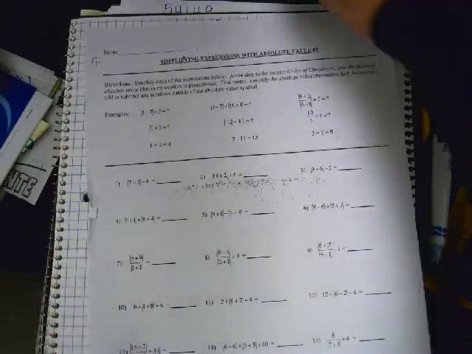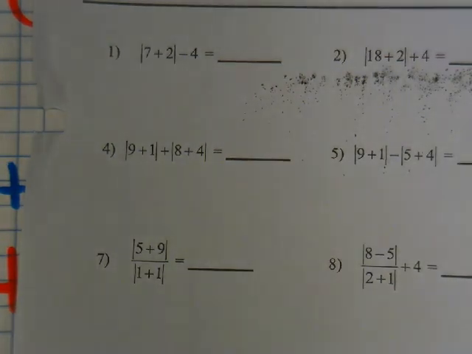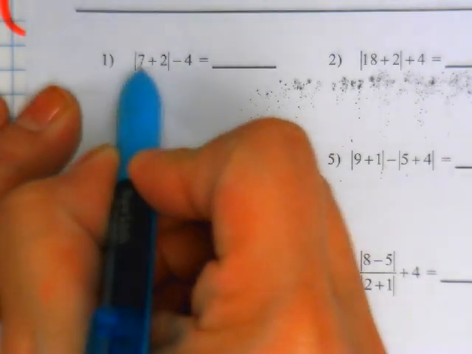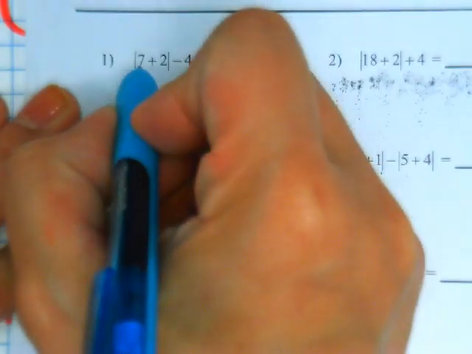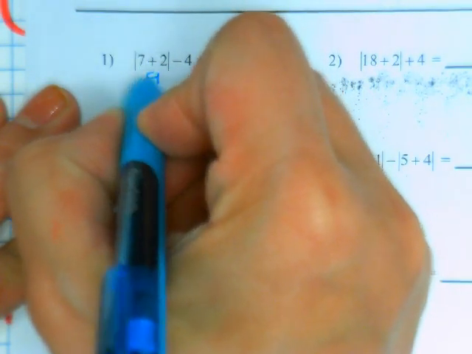All right. Here we go. Thank you guys for passing those out. Okay. Absolute value. Muchas gracias. All right. So, some of these have bars, some of them don't. So you do what's inside the bars first. They're kind of like parentheses. 7 plus 2? 9 in the bars. Take it out.